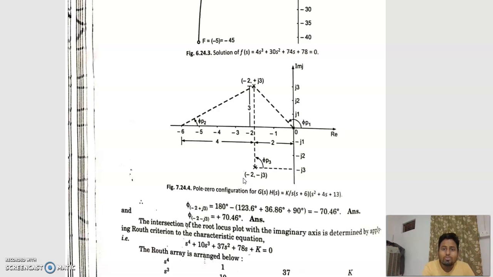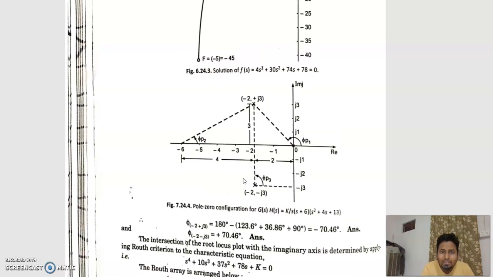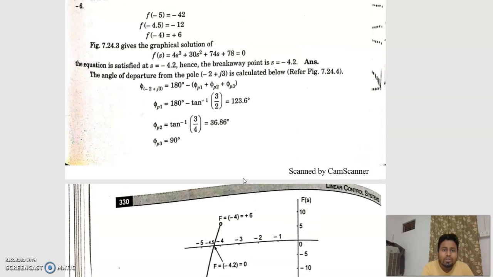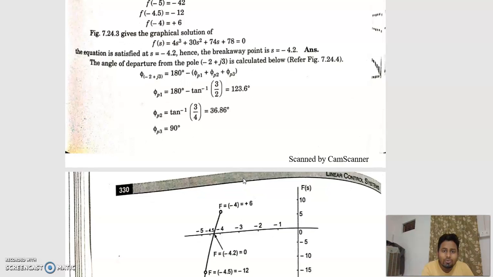So due to minus 2 plus 3j we have to compute the angle of departure. The remaining poles are 0, minus 6 and minus 2 minus 3j. So the angles phi 1, phi 2, phi 3 we have to calculate. As phi 3 is just showing 90 degrees, can we calculate phi 1? Yes, phi 1 is 180 minus tan inverse 3 by 2, phi 2 is tan inverse 3 by 4.